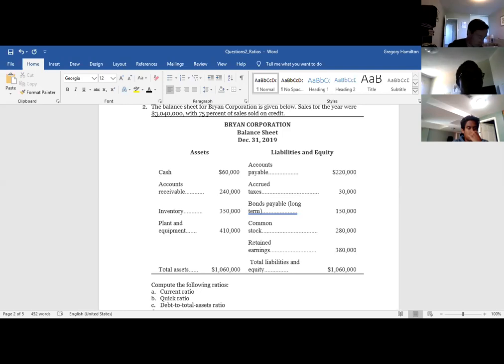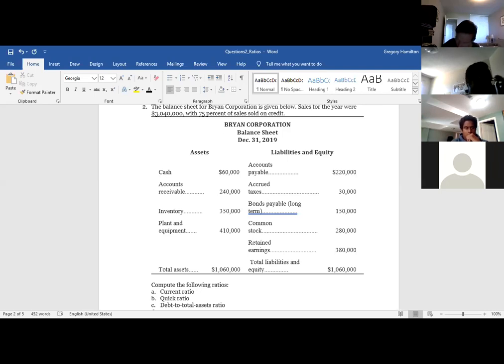Professor, for the debt to total assets ratio, what is defined as debt in our balance sheet? Okay, so debt would represent all our liabilities, right? Yeah. Okay, so if we look at our balance sheet and identify the items that are debt, which ones would you pick?